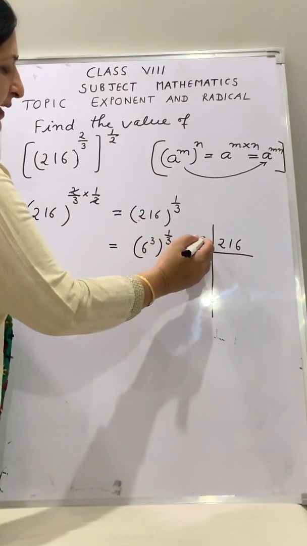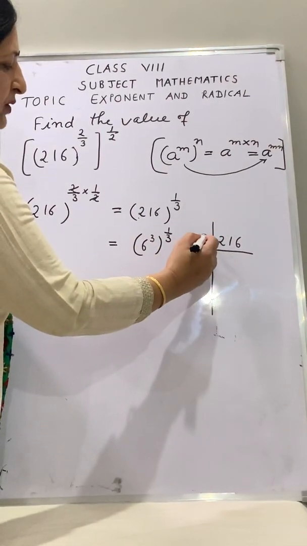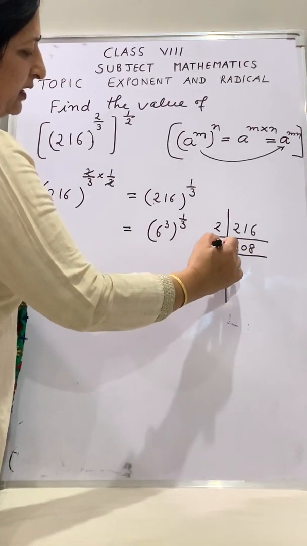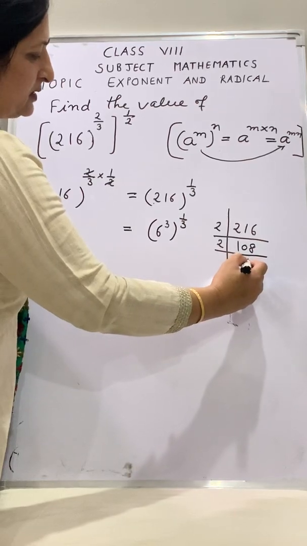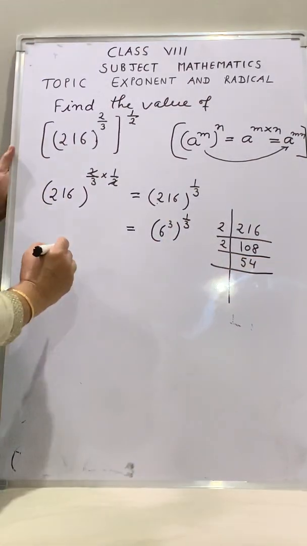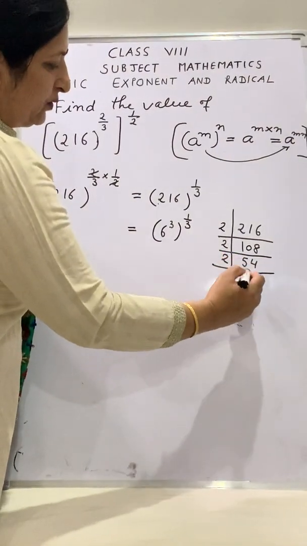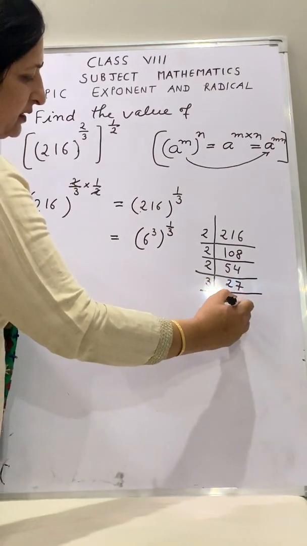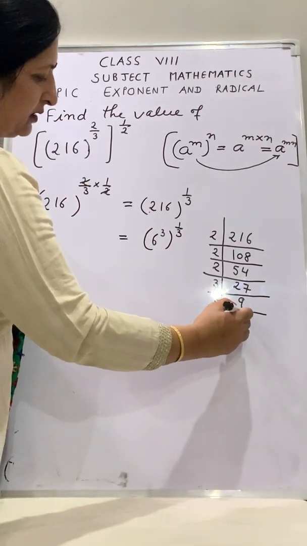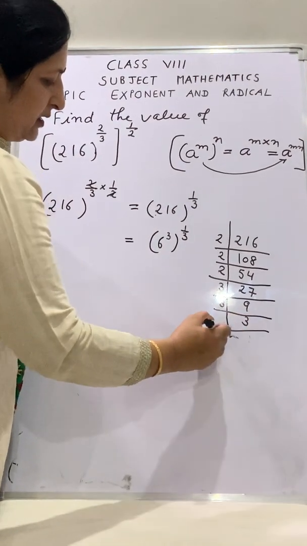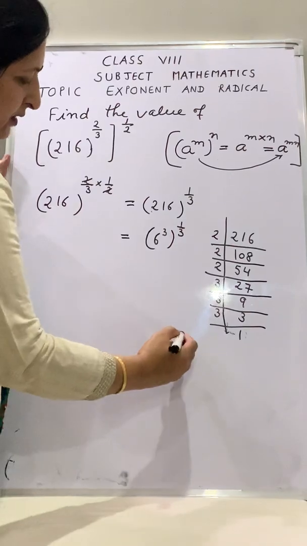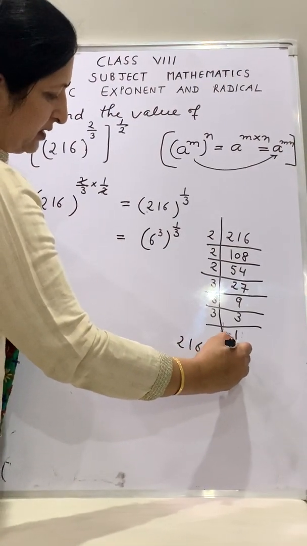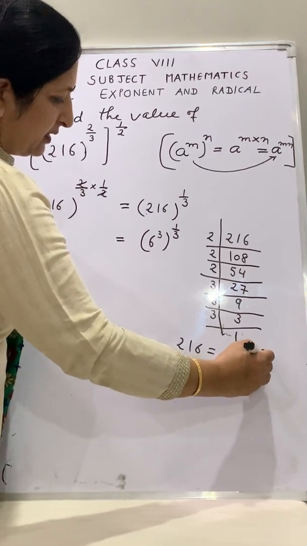Now it is divisible by 2, it is 108. Again divisible by 2, it is 54. Again divisible by 2, 27. Again divisible by 3, 9. 3 nines are 27, 3 threes are 9, and 3 ones are 3. 216 is 2 raised to power 3 multiplied by 3 raised to power 3.